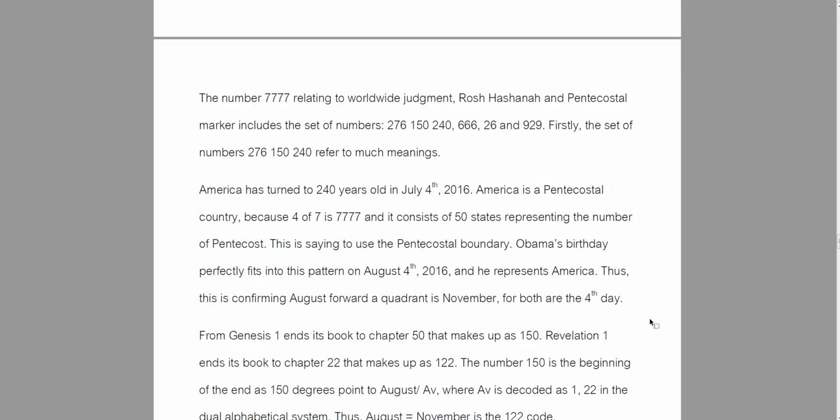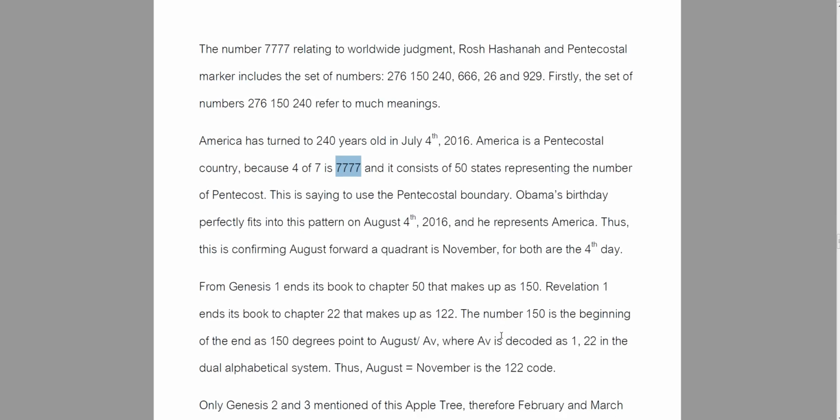This is saying that the number 240 is Pentecostal, and even with America, her birthday is on the 4th of July, and that's 4 of 7. That's once again the number of the 4 of 7, which is America being Pentecostal, relating to number 240 in relation to Genesis chapter 7, worldwide judgment.